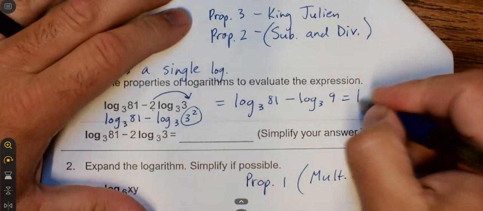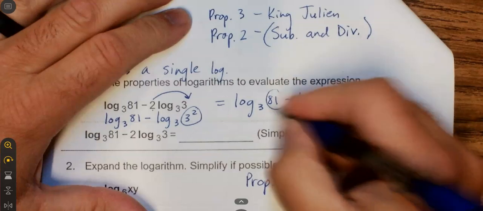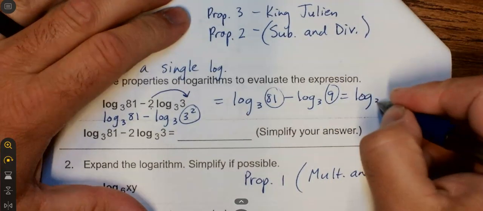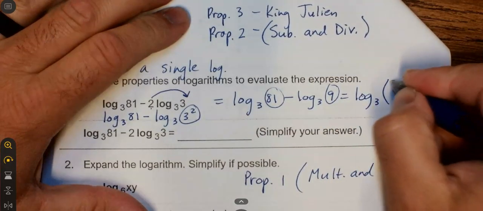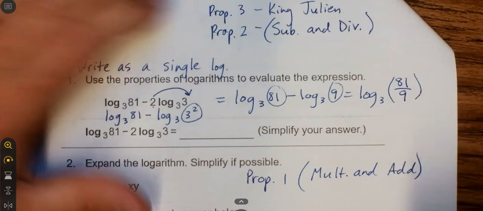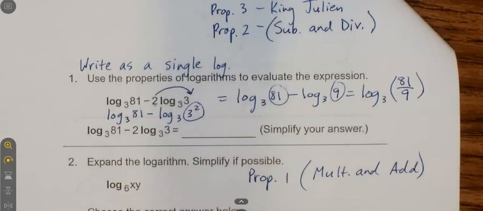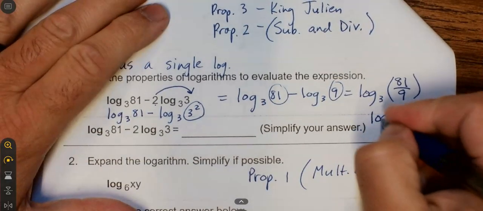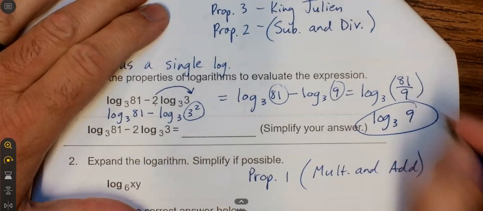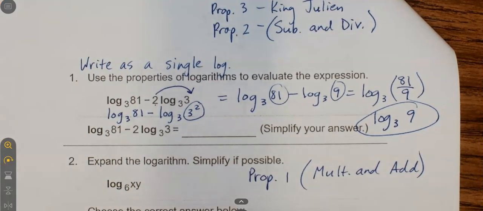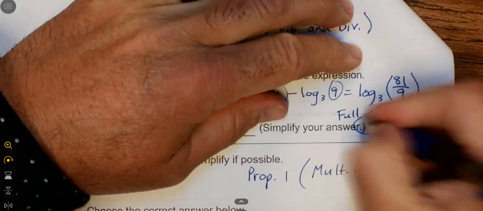So, we would like to take the 81 and the 9 and create a single logarithm with those two things. But do we know 81 over 9? It is 9. So the final answer I'm looking for is log base 3 of 9. Obviously showing the work. Now I'm going to tell you that's a full credit answer.